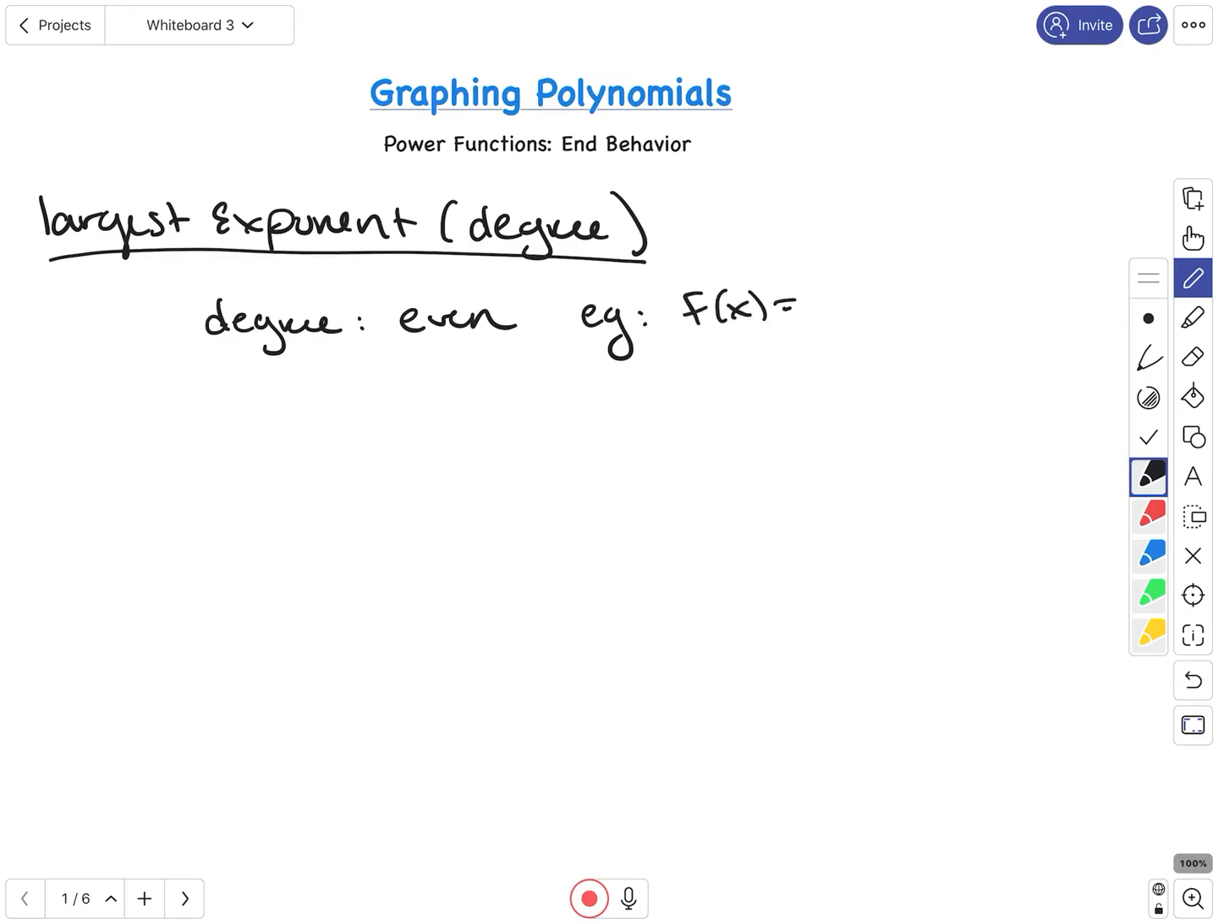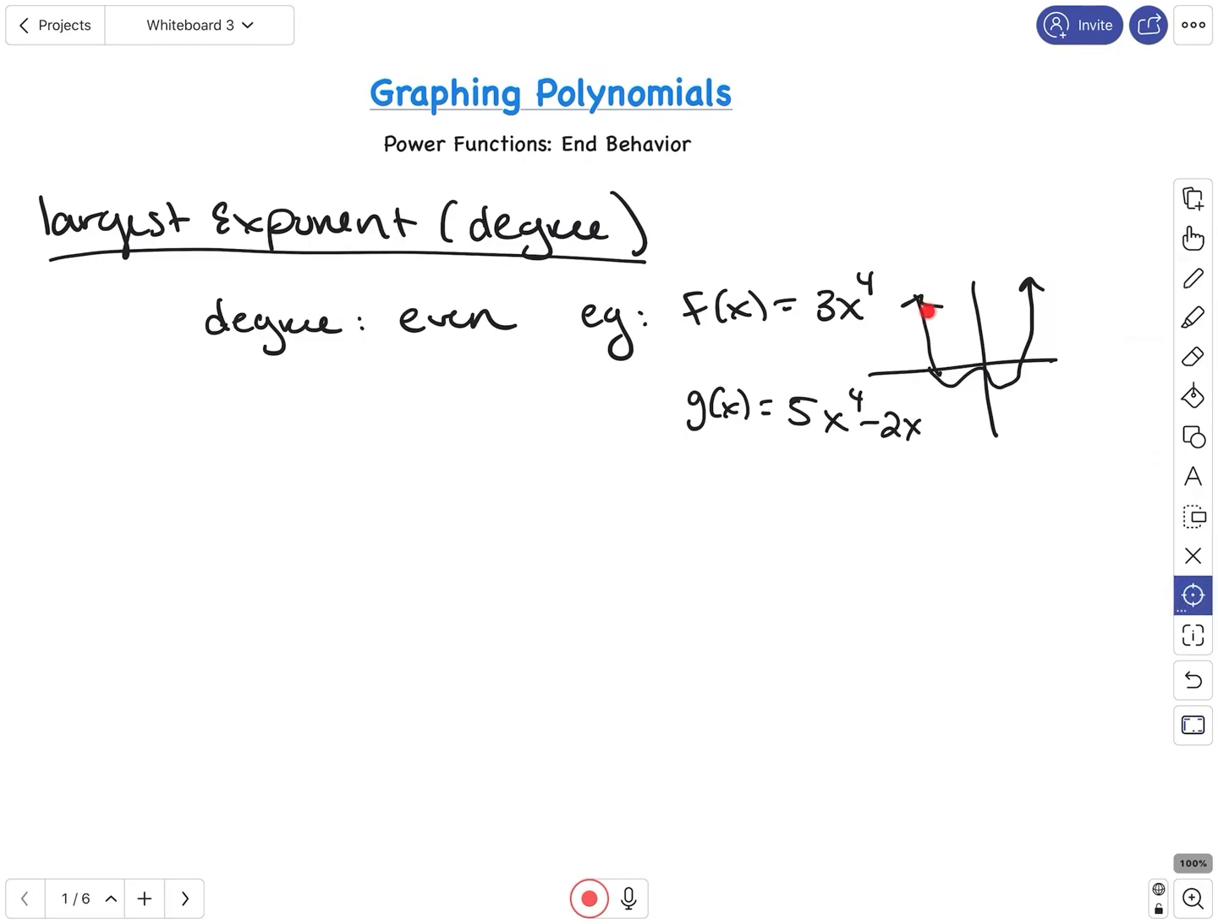f of x equals 3x to the 4th. Then the graph will go up on the left, don't know what it does in the middle, and then up on the right. If we had, let's say g of x is 5x to the 4th minus 2x, that graph might change in the middle. The middle might go up and down, but on the far left it will be going up, and on the far right it will be going up. It'll go up here, don't know what it does in the middle, and it'll go up over here.